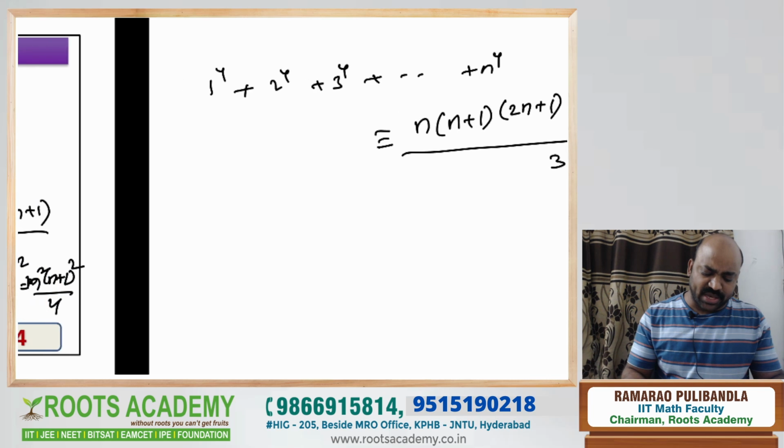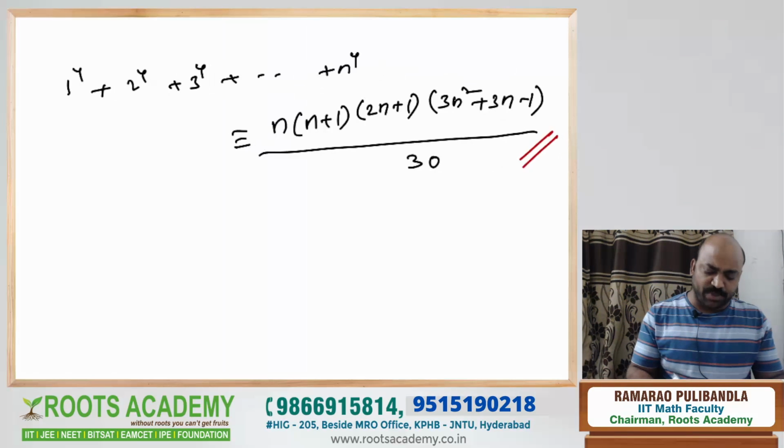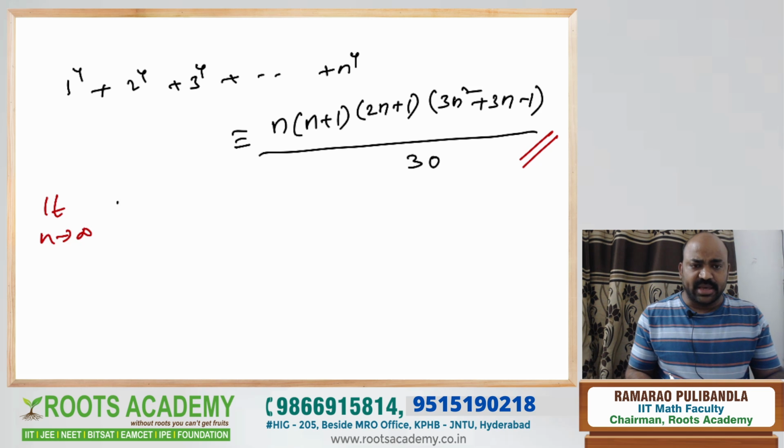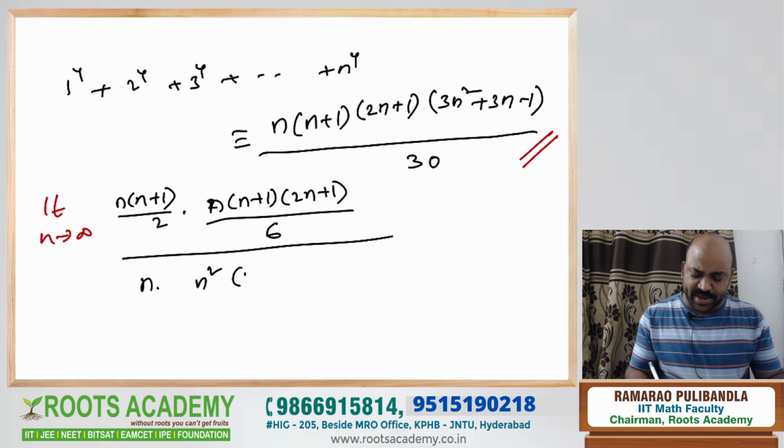Now, can you look at this beautiful question, all of you? So this question is becoming limit n tends to infinity. What can you write? n into (n plus 1) by 2 into n into (n plus 1) into (2n plus 1) by 6. Try to write very carefully, by n into n square into (n plus 1) whole square by 4.